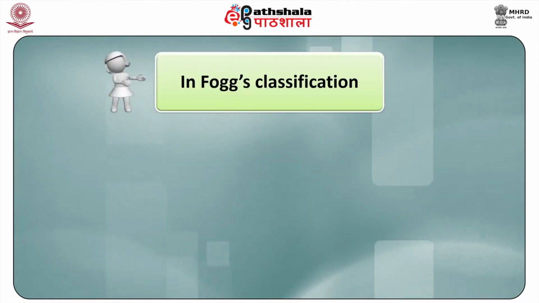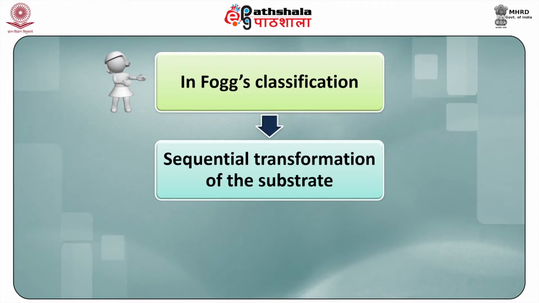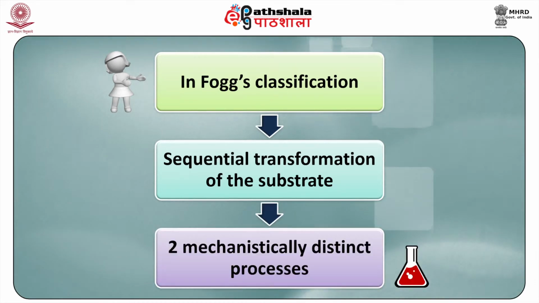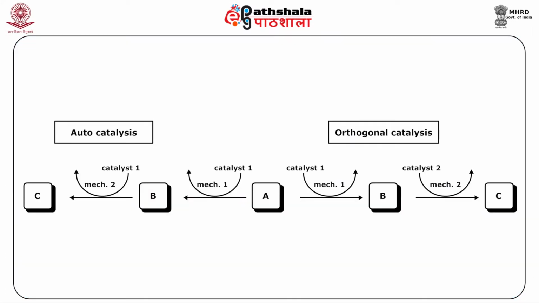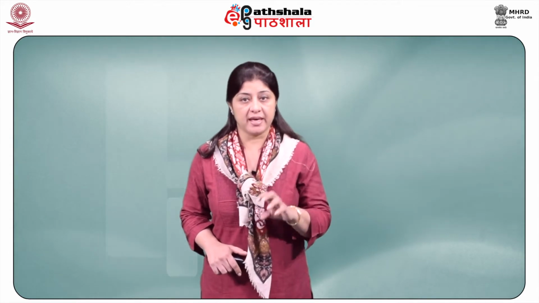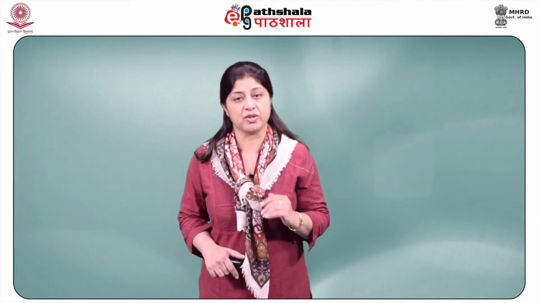Tandem catalysis. In Fogg's classification, tandem catalysis is described as a sequential transformation of the substrate via two or more mechanistically distinct processes. The transformations can be effected by using the same catalyst, that is autocatalysis, or via different catalysts, orthogonal catalysis, as shown here in the scheme. Fogg also stipulates that tandem reactions take place under the same reaction conditions and without addition of substrate or catalyst after the reaction has been initiated.